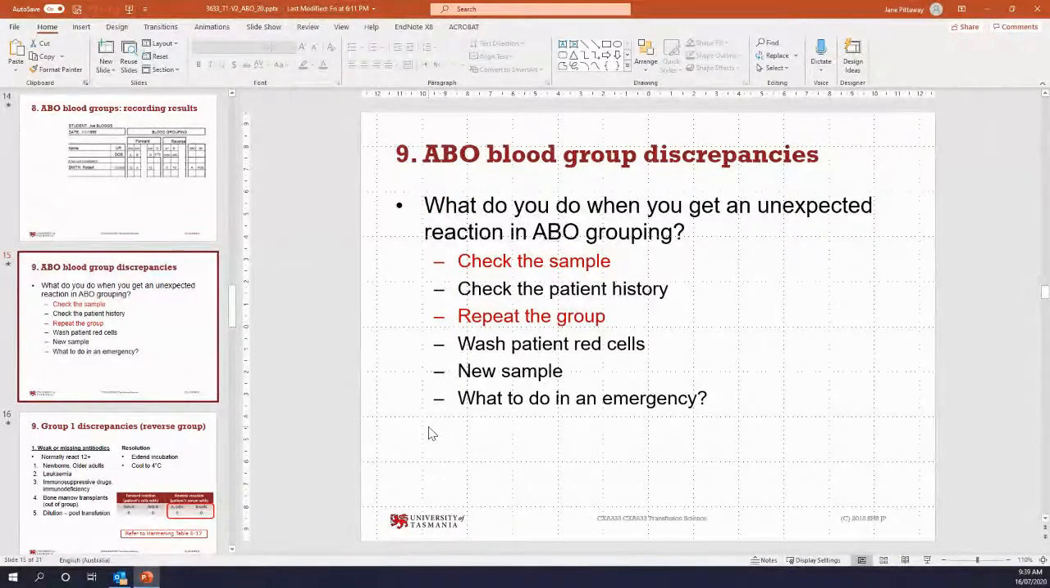So we give them group O RhD negative blood, and often you'll find in accident and emergency departments, or the Department of Emergency Medicine, and also up near theatre, that they will have a monitored fridge, monitored for temperature, where they keep a couple of units of group O negative packed red cells. So that's what happens in an emergency.